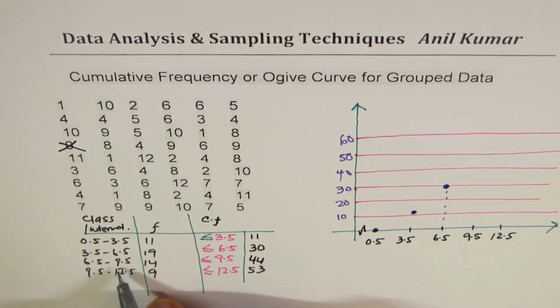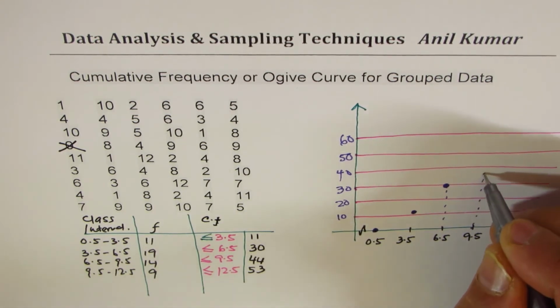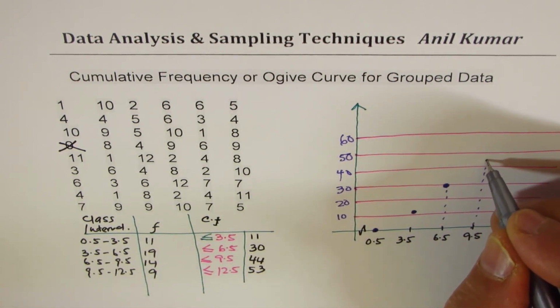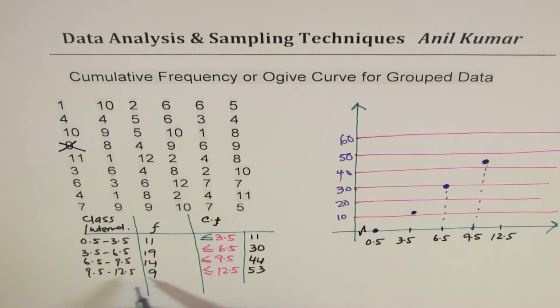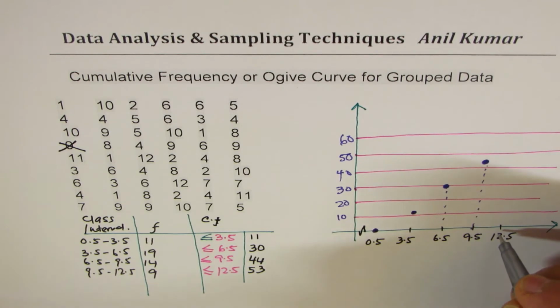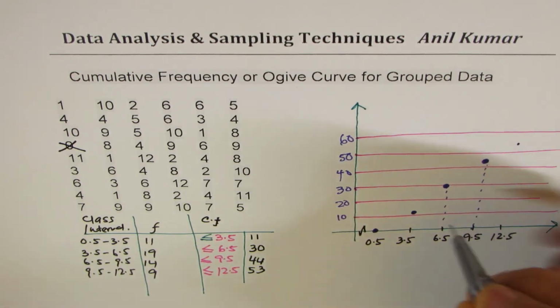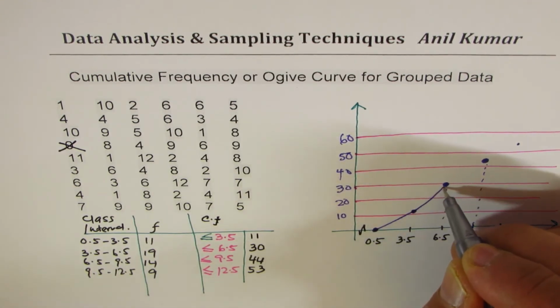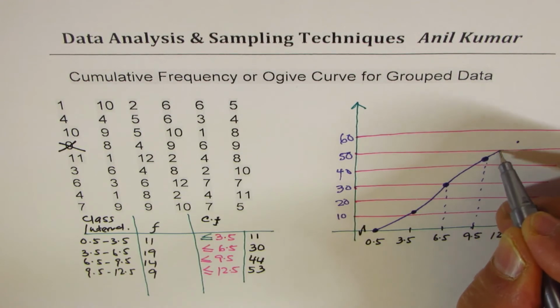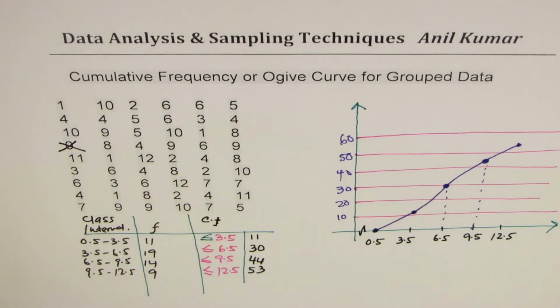At 9.5, we're looking at 44. So we'll again go up. 44 is midway right here. And then at 12.5, we're looking at 53. So we'll go up to 50 and slightly over. Correct? And then we can join them with straight lines, which indicate the slope. You see that? So that becomes the cumulative frequency graph for the grouped data.